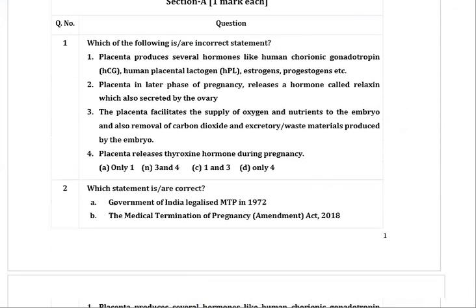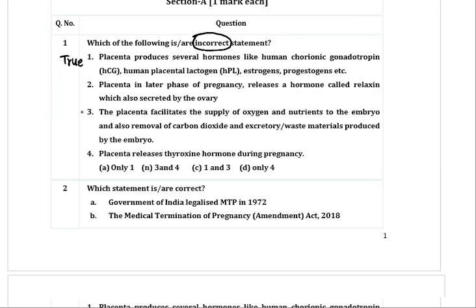Your first question was, which one of the following is incorrect? Please make sure whenever you are answering, some important keywords of the question should be highlighted in your mind. Here in the question, it is asked incorrect, and the incorrect statement may be one or more than one. If you go through this question, the first statement says placenta produces several hormones like HCG, HPL, estrogen, progesterone. So that's true.